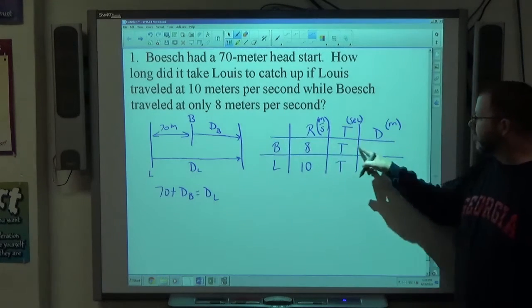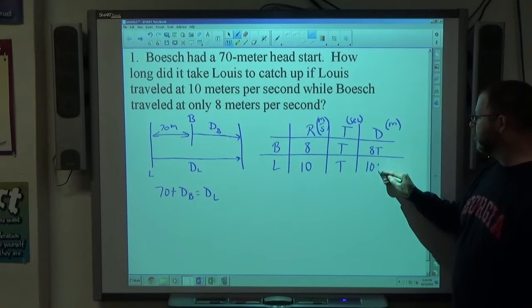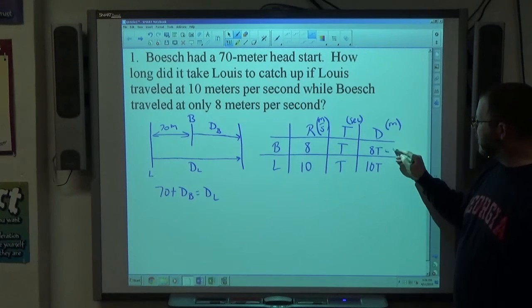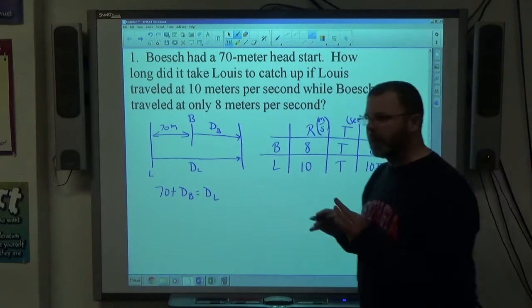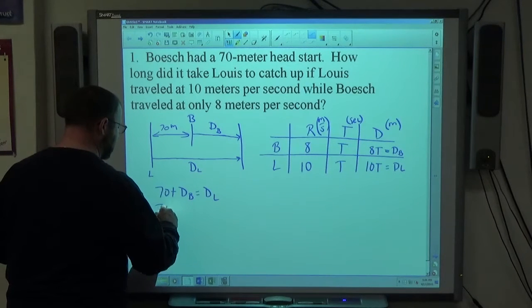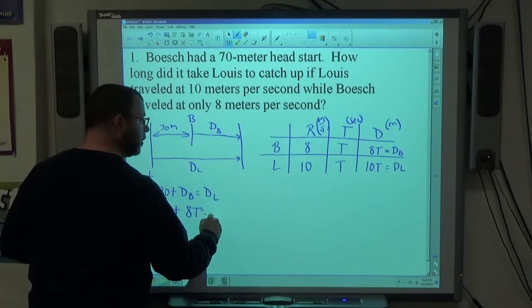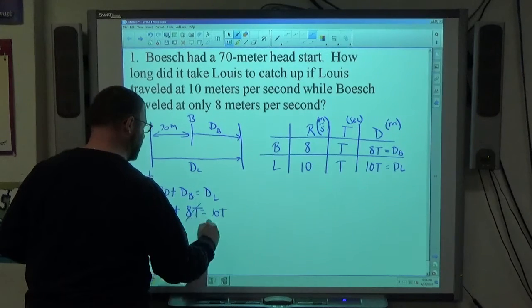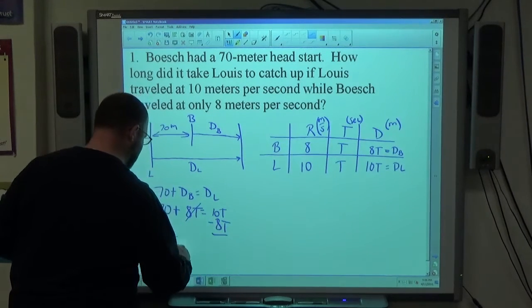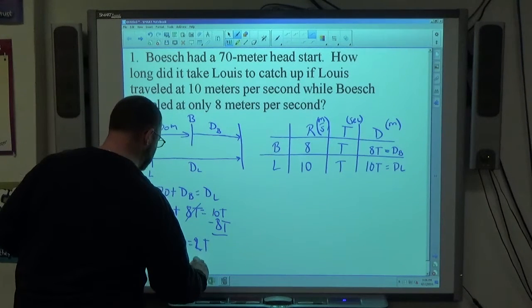Which gives me a total distance traveled by Bosch of 8t meters and Lewis of 10t meters. And once I know this, that's d sub b, and this is d sub l, of which we've already determined how they relate to one another over here. So if I just go ahead and substitute these things in, 70 plus Bosch's distance of 8t is equal to Lewis's distance of 10t. Move the 8t over, and we get 70 is equal to 2t. Divide both sides by 2, I get t is equal to 35.